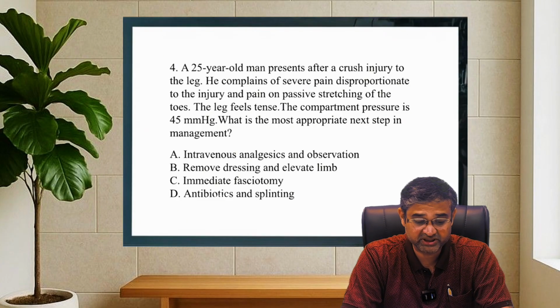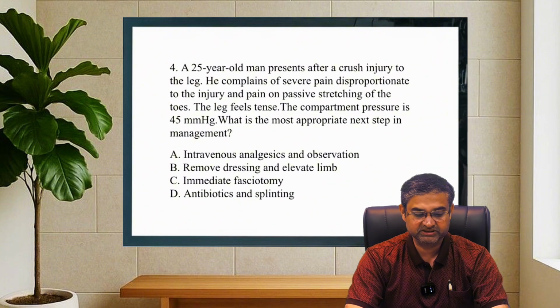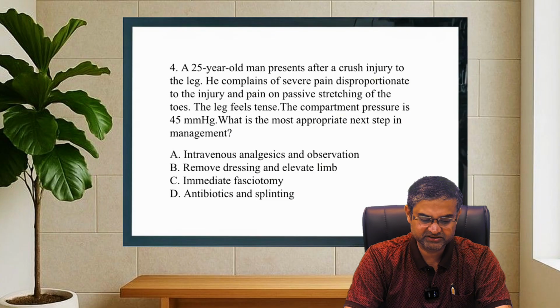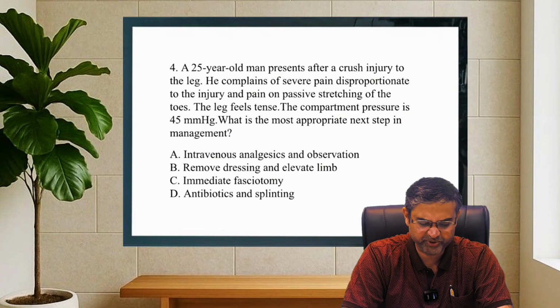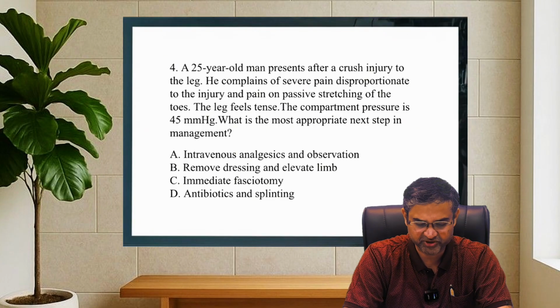So, what are the clinical signs for compartment syndrome? There are 6 P's: pain out of proportion, paresthesia, pallor, paralysis, pulselessness, and poikilothermia. So, the threshold pressure is 30 millimeters of mercury.